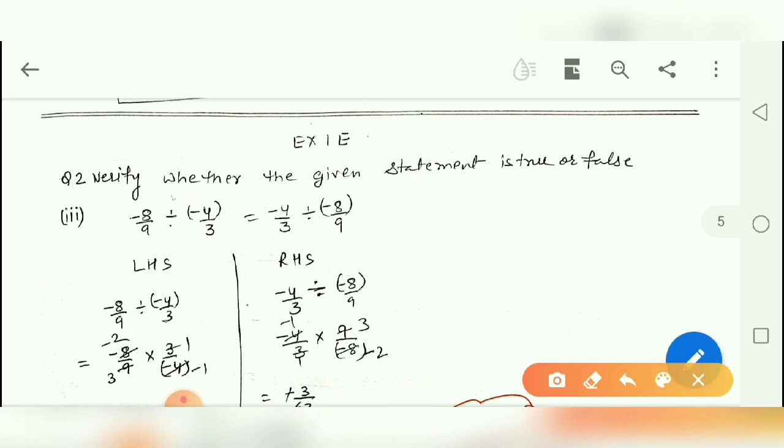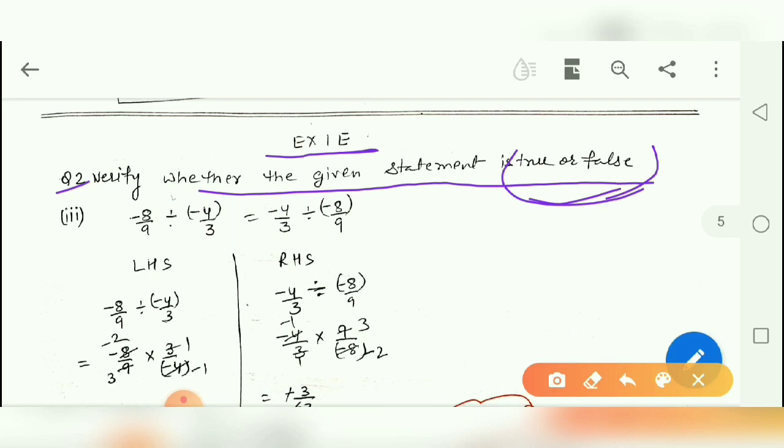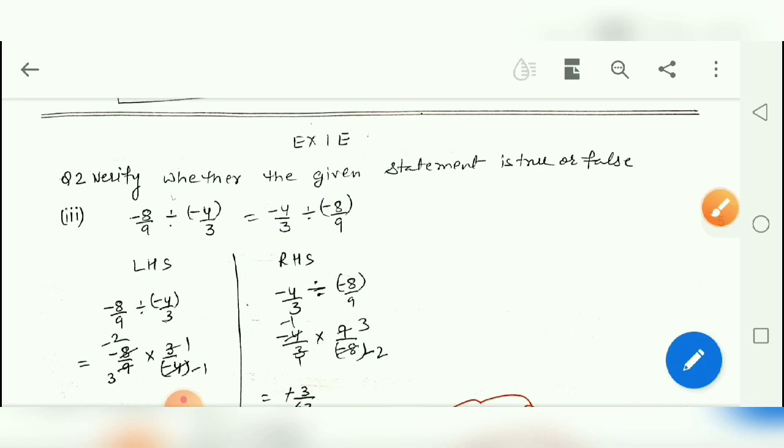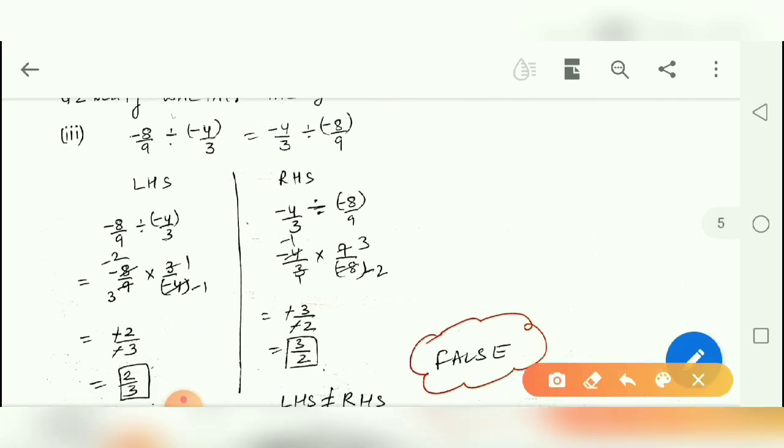Now from the questions in exercise 1E, I had given you question number 2. Verify whether the given statement is true or false. So this is the similar question in which the students were having the doubt. So today I have clarified the same. So we will solve the question.